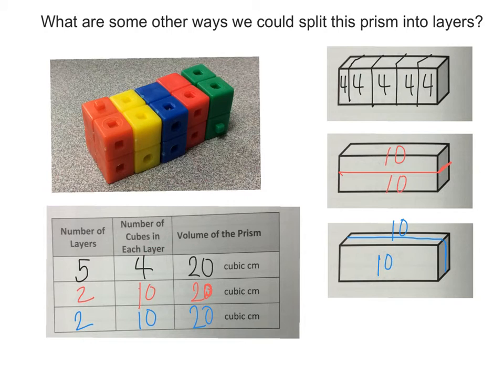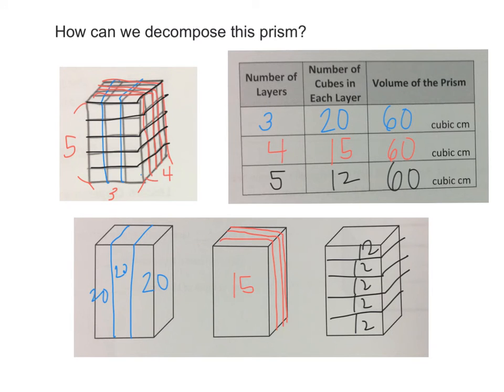So using this chart, we can see that there's 3 different ways we could slice it into layers, right? And no matter which way you slice it, the volume is always the same. It's always 20 cubic centimeters. So looking at this and comparing it with our previous prism, we can see that we can cut each one into layers 3 different ways. We can do it up and down. We could do it horizontally. We could also do it from front to back. Do you see that? Okay, very good.